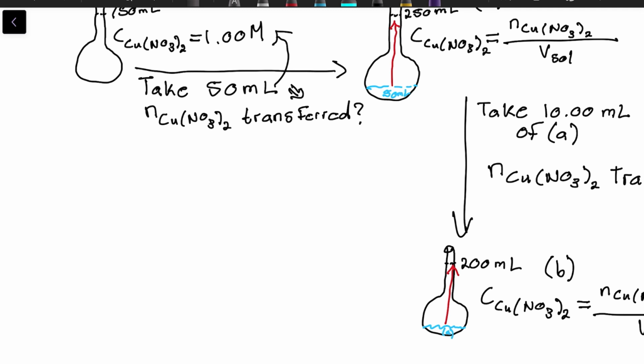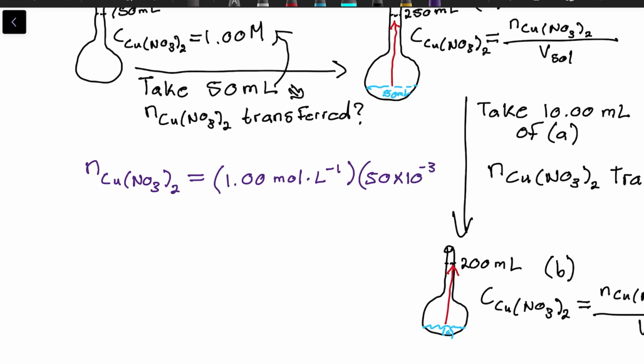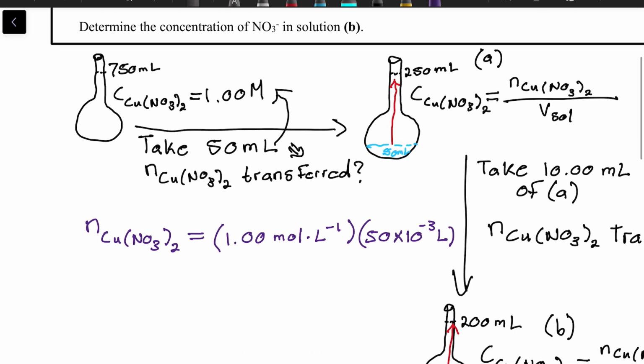How do we know the number of moles of whatever is transferred in the first case? So how can we calculate n of Cu(NO3)2? Well, it's going to be equal to the volume times the concentration. So we'll take 1.00 mole per liter, multiply that with 50 milliliters, in other words, 50 times 10 to the negative 3 liter. I think there's a specific number of significant figures, so it's 50.00 times 10 to the negative 3 liter. In other words, you will get 0.05, and then there's a bunch of zeros, so there are 3 significant figures.